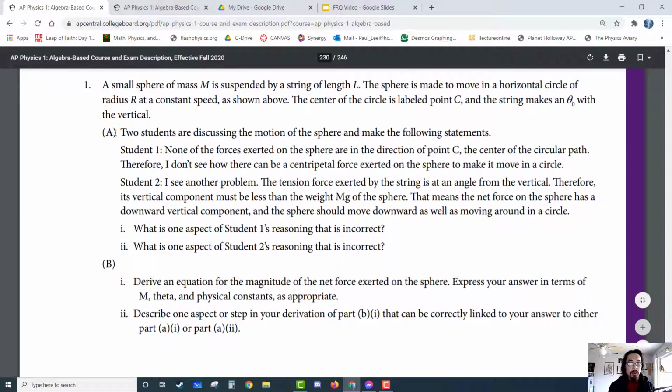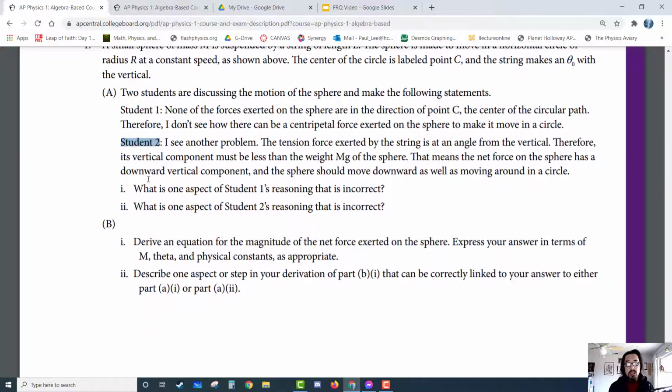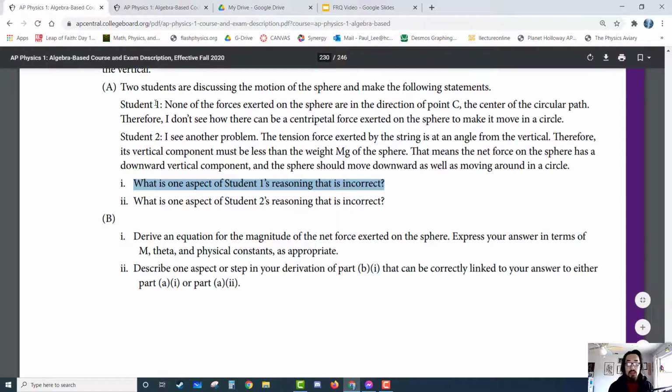We have two student statements. It says here, two students are discussing the motion of the sphere and make the following statements. This is qualitative, because there are no numbers involved, there are no calculations that you need to do. You just have to see if their physics is correct. And what they give you is student 1 statement and student 2 statement. Let's take a look at what the problem is asking. It says, what is one aspect of student 1's reasoning that is incorrect? So all you have to do is read student 1's statement and see what part of it breaks the laws of physics. Same with part A2: what is one aspect of student 2's reasoning that is incorrect? Just read that and see what is incorrect. If you do that, you should get your points.